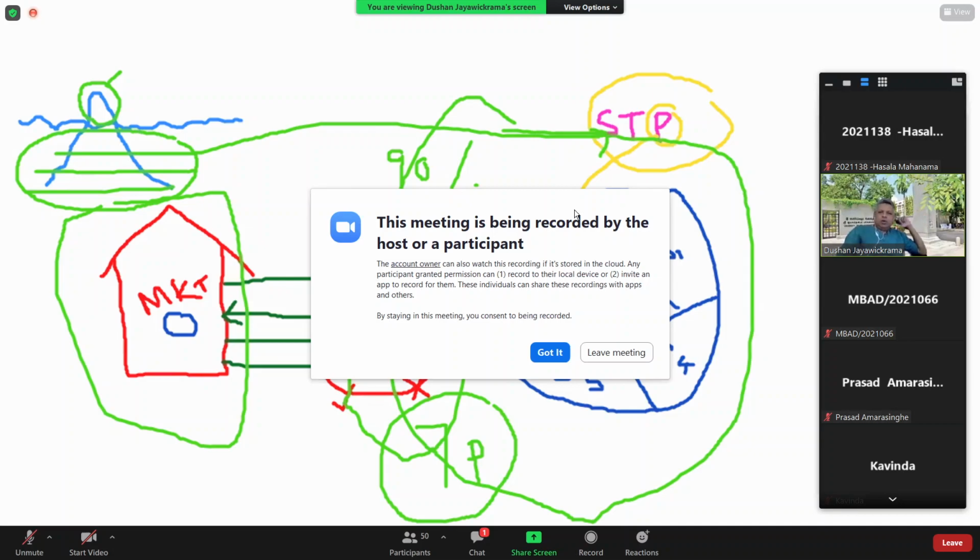Yes, Rumesh, your point is very correct. As I understand, STP has to be done before using the 4 Ps. Very good. That's the exact point I was trying to emphasize. You can't do your 4 Ps without having a target market and a positioning strategy. You need to have a proper target market identified and then a positioning strategy developed.